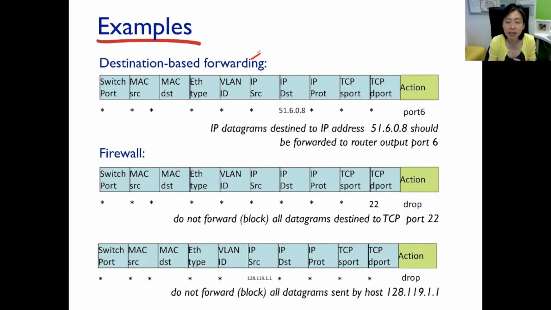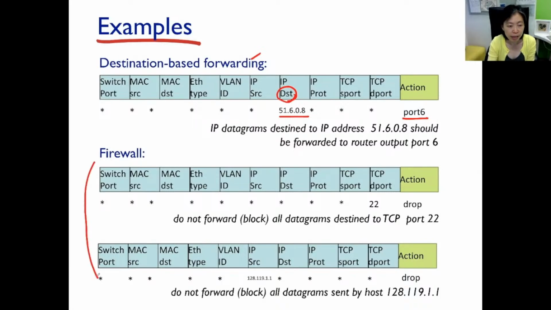First is the destination-based forwarding. Now this is essentially the traditional forwarding, where we look at the destination address. So if you have a packet, and the header's destination field says 51.6.0.8, now we forward that packet to the output port number 6. So you see here, the SDN router can actually emulate the behavior of a traditional router. And the flow table there is actually a very general form of the forwarding table.